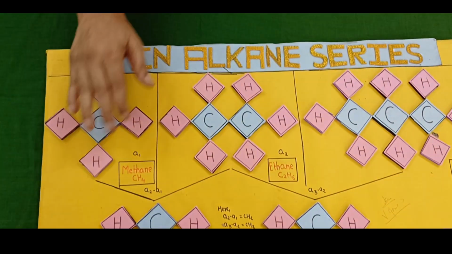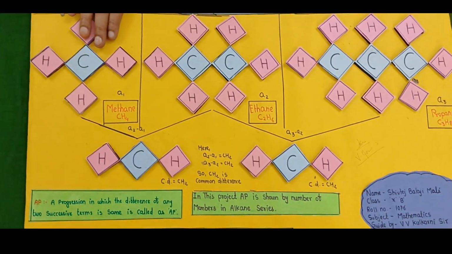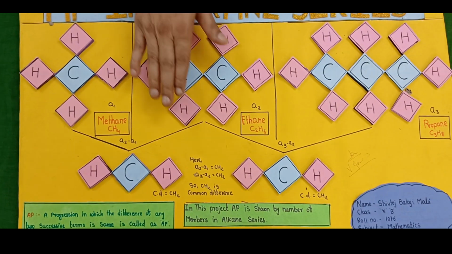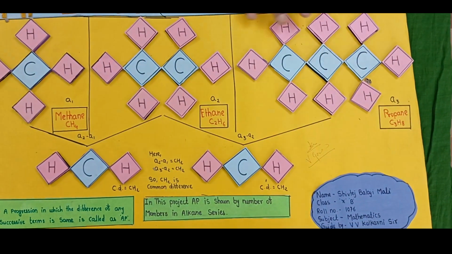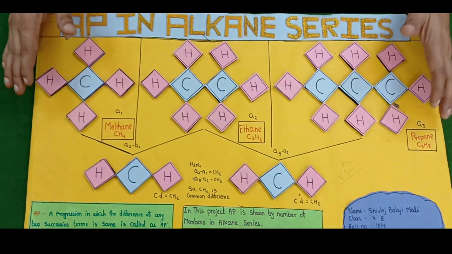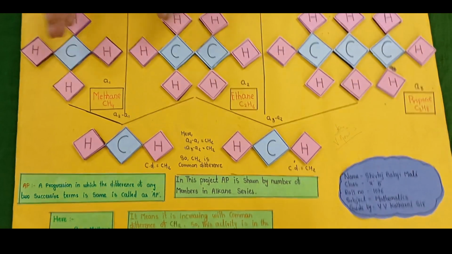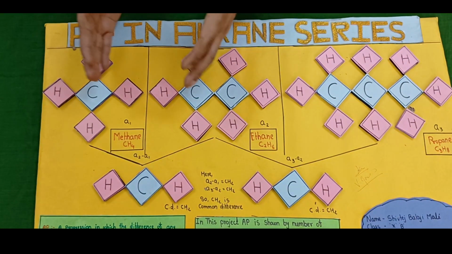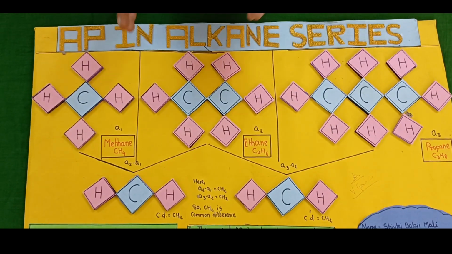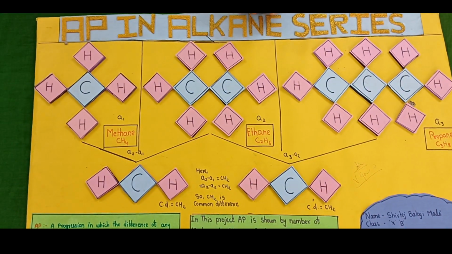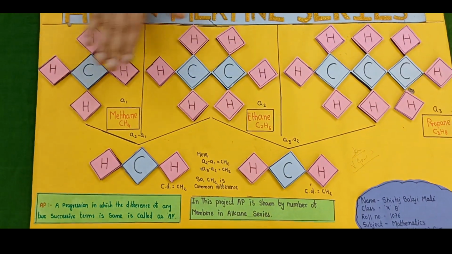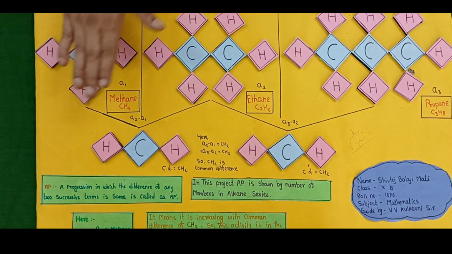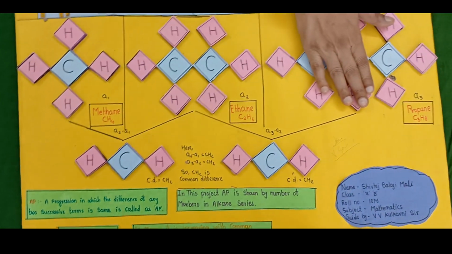The formula of methane is CH4. The formula of ethane is C2H6. The formula of propane is C3H8. Now, these are called alkanes. If we compare the three alkanes, let us see how I can say that they belong to an arithmetic progression. If I consider this as my first term, this as my second term, and this as my third term, then let us see.